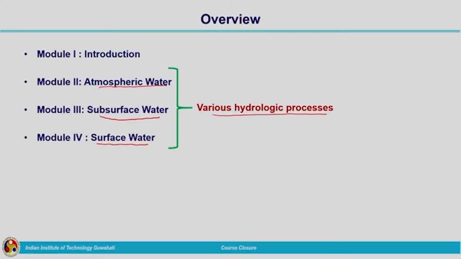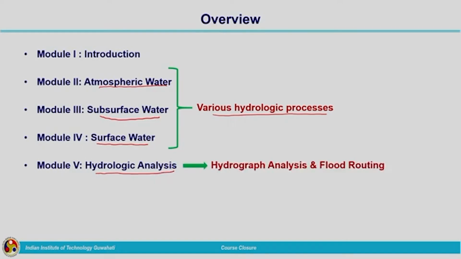So, different processes under these different phases of water we have covered under these 3 modules. Starting from the mechanism behind the formation to the measurement, estimation, all these we have covered under the modules on these atmospheric water, subsurface water and surface water. Once we got a knowledge about these different processes related to 3 different zones, we have moved on to the module 5 related to hydrologic analysis. This hydrologic analysis module was dealing with hydrograph analysis and flood routing, mainly hydrograph routing.